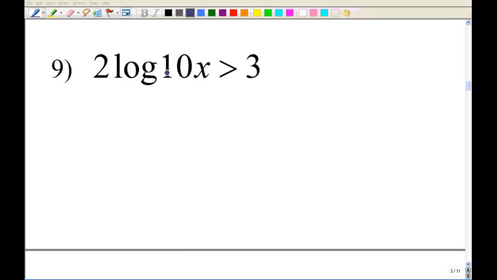Number 9, we have 2 times log of 10x is greater than 3. So again, just since we're here, we're not going to take the log of a negative number, so we need to make sure 10 times what? We need to make sure that that thing stays positive. So again, x will have to be greater than 0. But let's switch over to the calculator.